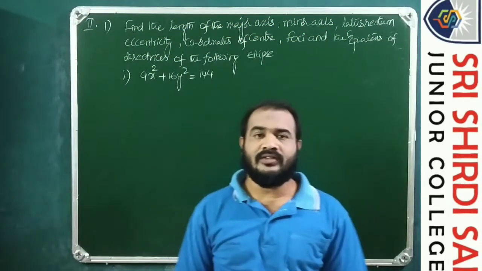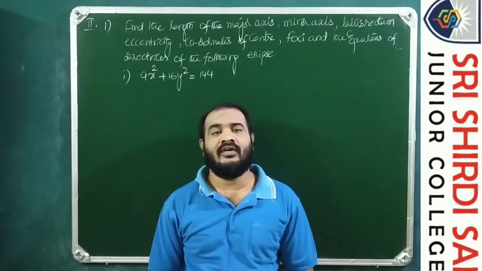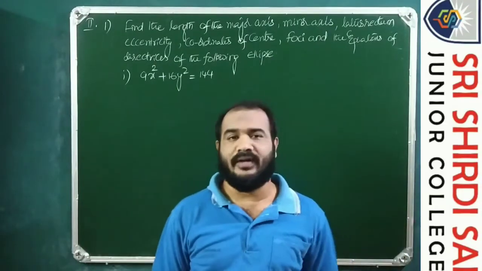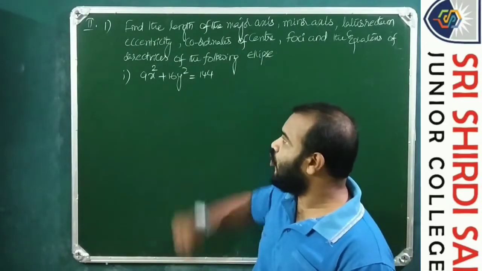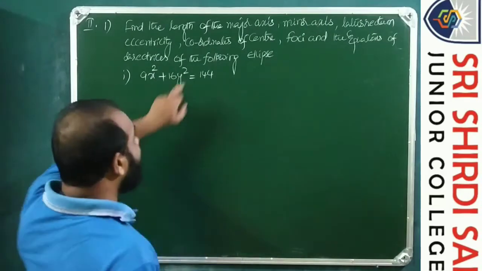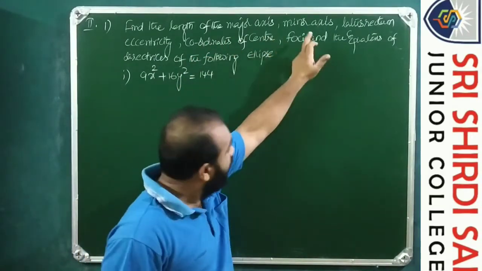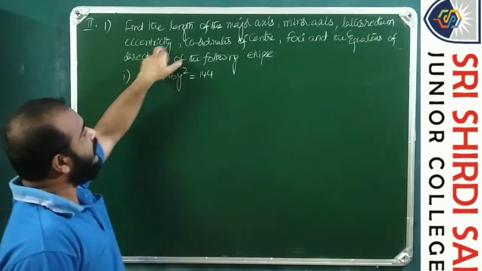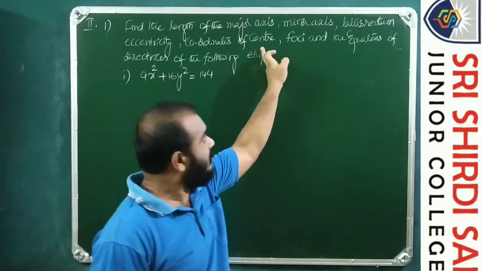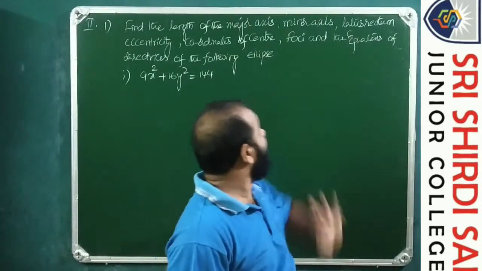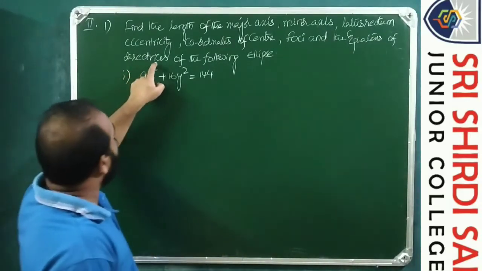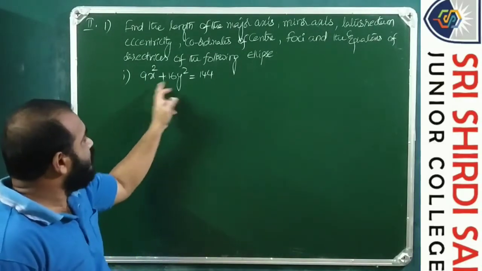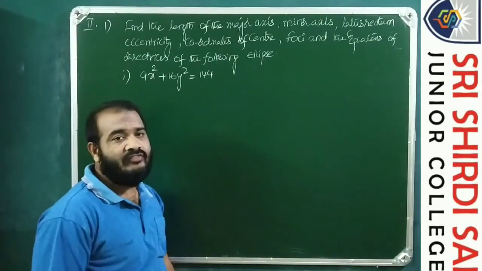Good morning students. Last video we started exercise 4a, in which the first Roman we have completed. So today the second Roman is: find the length of the major axis, minor axis, latus rectum, eccentricity, coordinates of center, foci and the equation of the directrices of the following ellipse. The first bit is 9x square plus 16y square equals to 144.